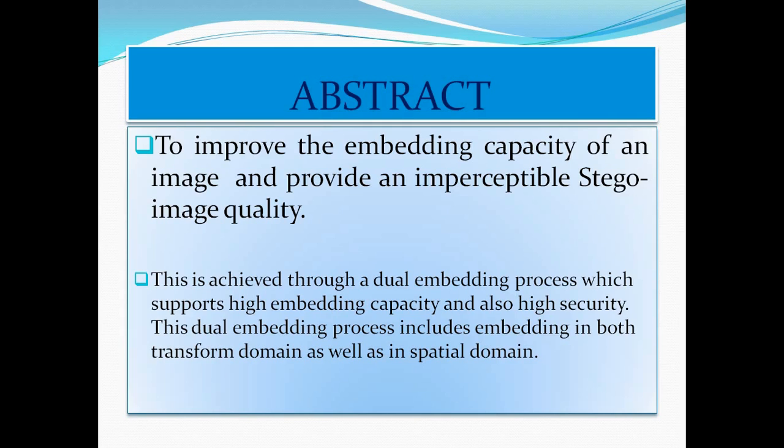The aim of my project is to improve the embedding capacity of an image and provide an imperceptible stego image quality. This is achieved through a dual embedding process which supports high embedding capacity and also high security. This dual embedding process includes embedding data in both the transform domain as well as in the spatial domain.